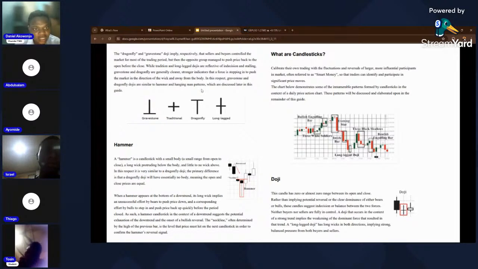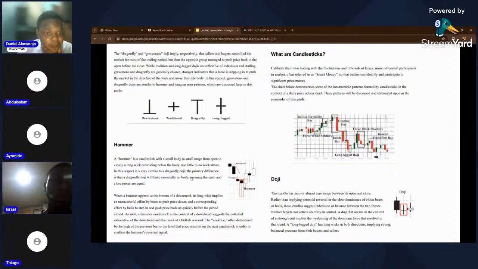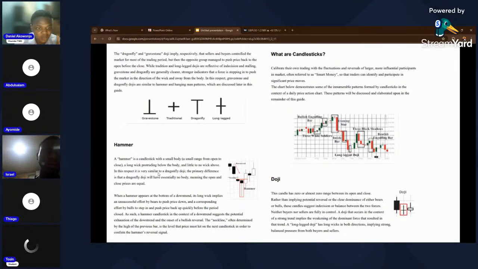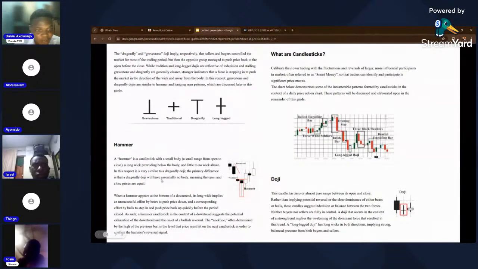It is not as tiny as the doji. This time around it has just a little bit of body. Do you understand? That's a little bit of body on it. Now, in this respect, it is very similar to a dragonfly doji. The primary difference is that a dragonfly will have essentially no body, meaning the opening and closing prices are equal. The hammer appears at the bottom of a trend.